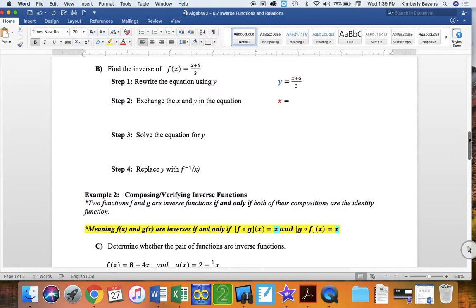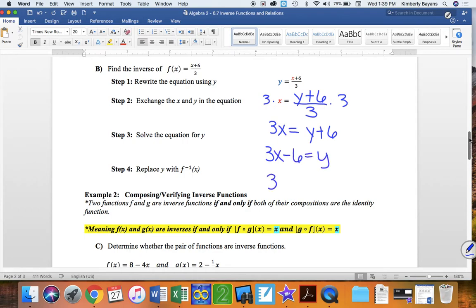Moving on. Next example, another one, find the inverse. So again, we're going to rewrite the equation with a y instead of our f of x, and then we're going to trade places with everything. So our x goes where our y is, and our y will go where our x is. And then we're going to solve the equation for y. So I'm going to multiply both sides by 3. I'm going to get 3x equals y plus 6. And I'm going to get 3x minus 6 equals y. And my last step is I'm going to say 3x minus 6 equals the inverse of f of x.